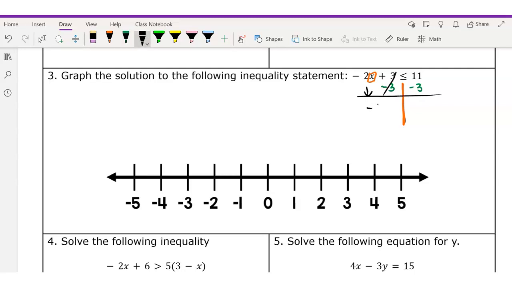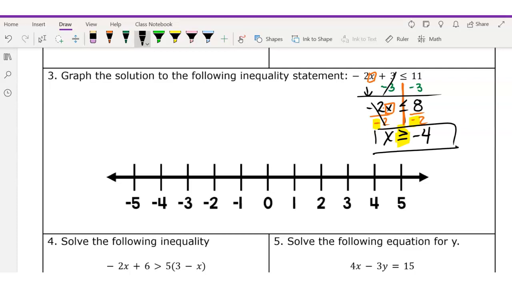And we end up with negative 2x, and then the inequality, and we've got 8. And then that negative 2 is attached to the x by multiplication, so the inverse is division. And notice how we are dividing by a negative, and it's only when we divide by a negative that we switch our inequality. And we end up with x is equal to -4.